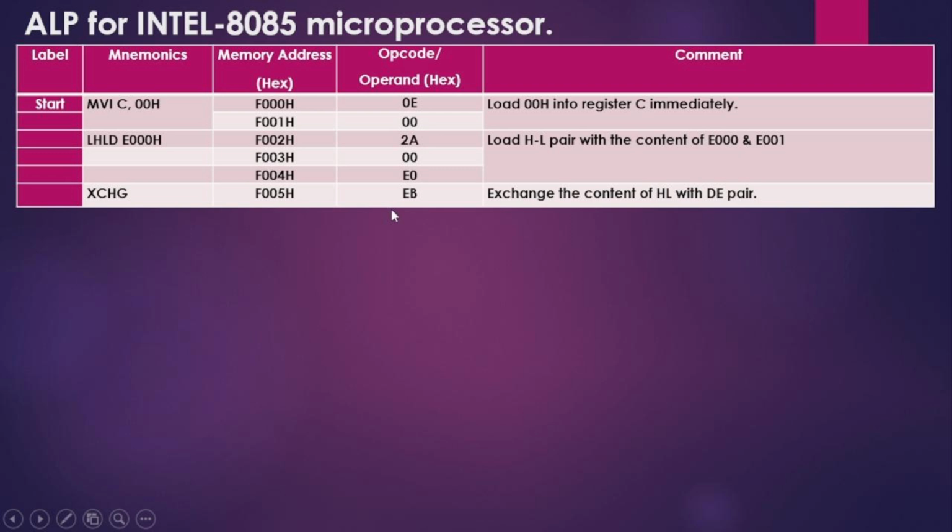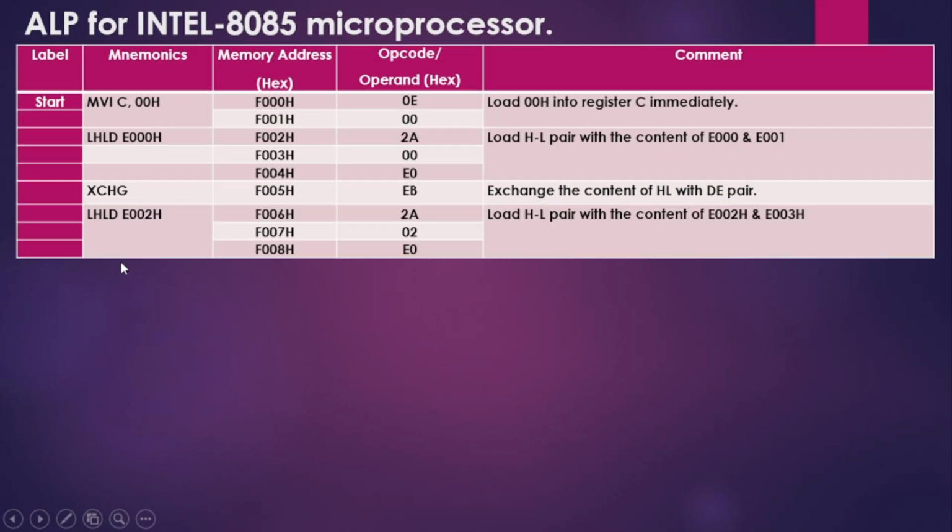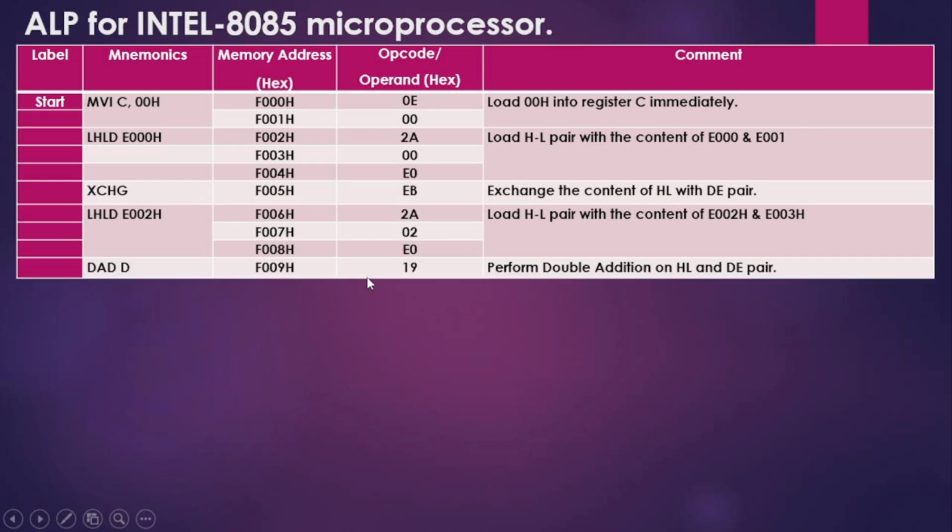So the contents of these registers are swapped to store the first number in the DE register pair. Again using the LHLD E002 instruction to load the second number into the HL register pair. The instruction DAD executes a 16-bit addition operation, adding the contents of the DE register pair to the HL register pair. The result is stored in HL, and the appropriate flags are updated accordingly.